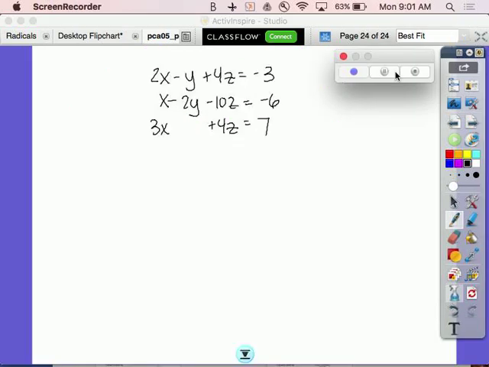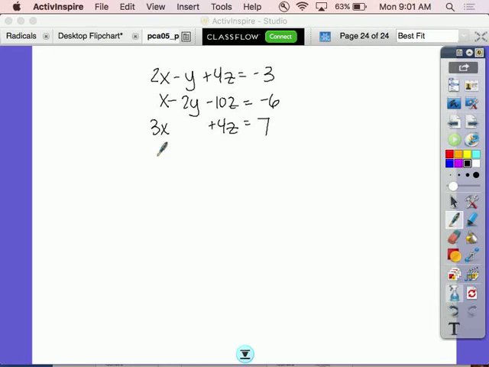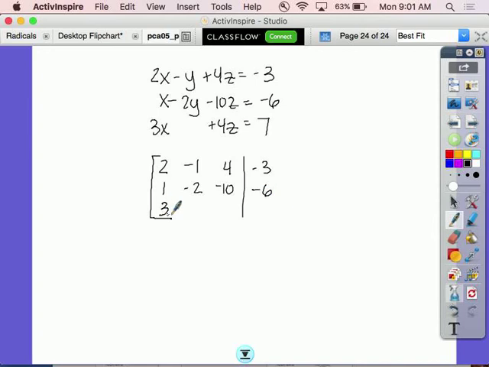Alright, so now we're going to use elimination to solve this system of 3 variables with 3 equations. I'm going to start with my augmented matrix: 2, negative 1, 4, negative 3, 1, negative 2, negative 10, negative 6, 3. Since there is nothing for y, good. And then 4, 7. That's my augmented matrix. That's one you should not miss. That's the easy part.